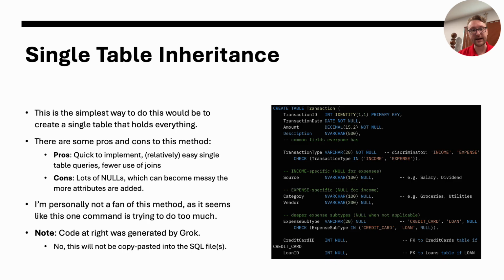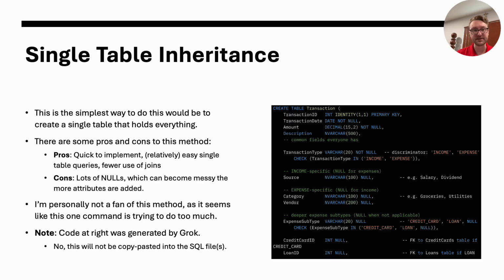The single table inheritance is the simplest way to do it. This is basically create one single big fat transaction table that just contains everything. It contains all the stuff regarding expenses, all of the stuff regarding credit cards, all of the stuff regarding income. It contains literally everything. So instead of having multiple different tables or entities for each of the different subtypes, we just have the one big fat typing, which is the transaction.